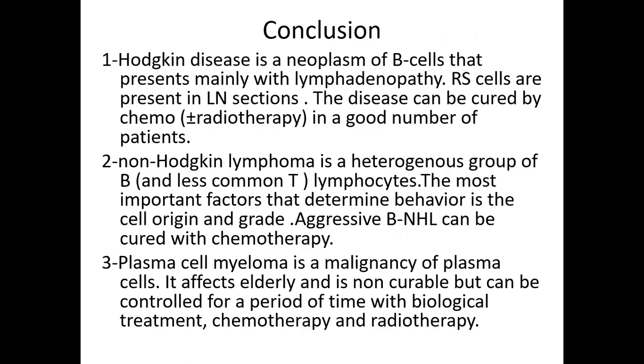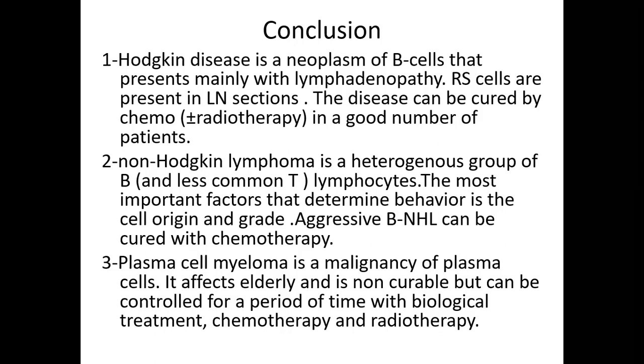So in conclusion, Hodgkin disease is a neoplasm of B cells that presents mainly with lymphadenopathy. Reed-Sternberg cells are present in lymph node sections. The disease can be cured by chemo or chemoradiotherapy in a good number of patients. Non-Hodgkin lymphoma is a heterogeneous group of B and less common T lymphocytes. The most important factors that determine behavior are the cell origin and grade. Aggressive B non-Hodgkin lymphoma can be cured by chemo. Some of the patients, of course, can be cured with chemotherapy.